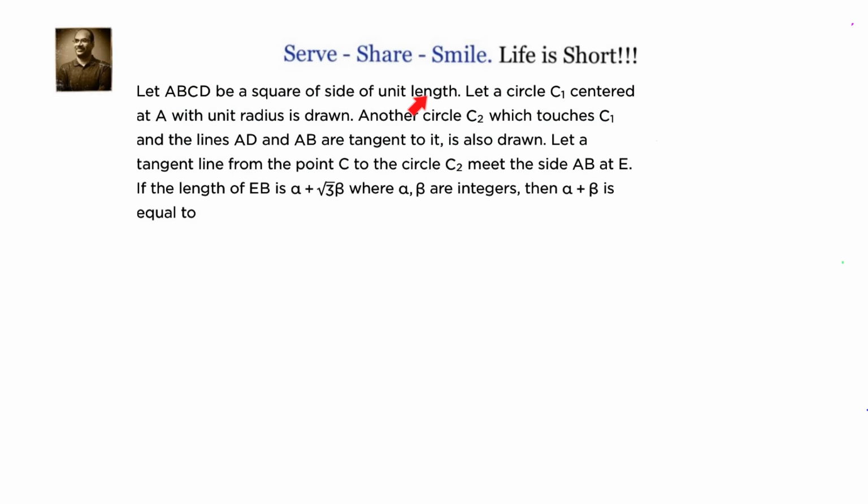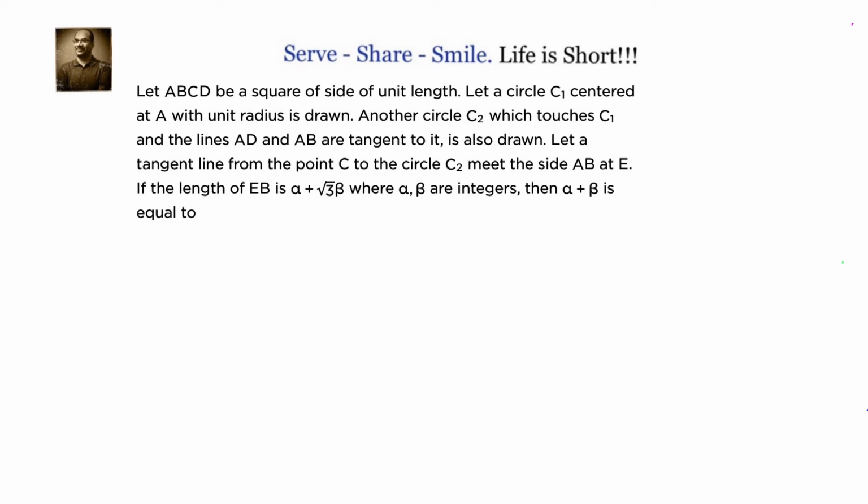Let ABCD be a square of side of unit length. Let a circle C1 centered at A with unit radius is drawn. Another circle C2 which touches C1 and the lines AD and AB are tangent to it is also drawn. Let a tangent line from the point C to the circle C2 meet the side AB at E. If the length of EB equals alpha plus square root of 3 into beta, where alpha and beta are integers, then what is the value of alpha plus beta?